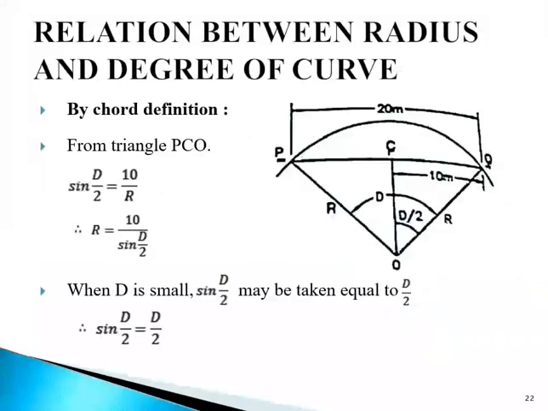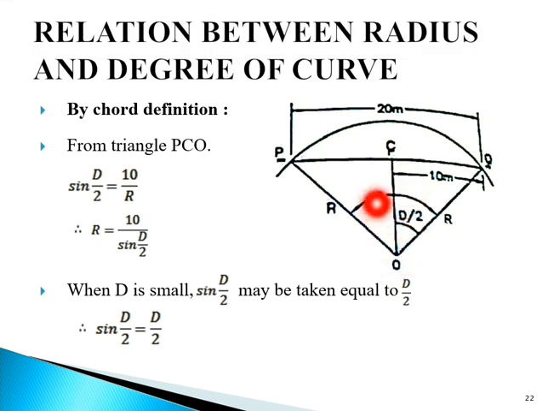From triangle PCO, this triangle, sine D by 2 is equal to 10 by R. Here R is the radius of the curve and the chord length is 20 meter. So this will be 10 meter, because it is midway, and the chord is 20 meter. So sine D by 2 is given by 10 by R. Therefore, R is equal to 10 divided by sine D by 2.